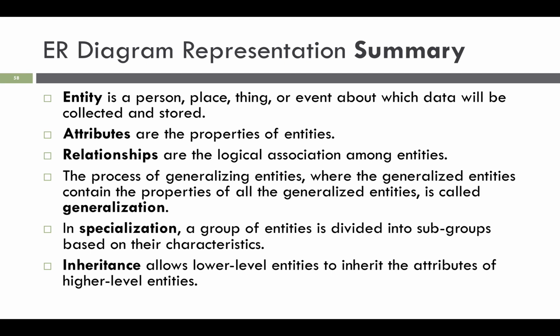To sum up, an entity is a person, place, thing, or event about which data will be collected and stored. Attributes are the properties of entities. Relationships are the logical association among entities. The process of generalizing entities, where the generalized entity contains the properties of all generalized entities, is called generalization. In specialization, a group of entities is divided into subgroups based on their characteristics. Inheritance allows lower-level entities to inherit the attributes of higher-level entities.